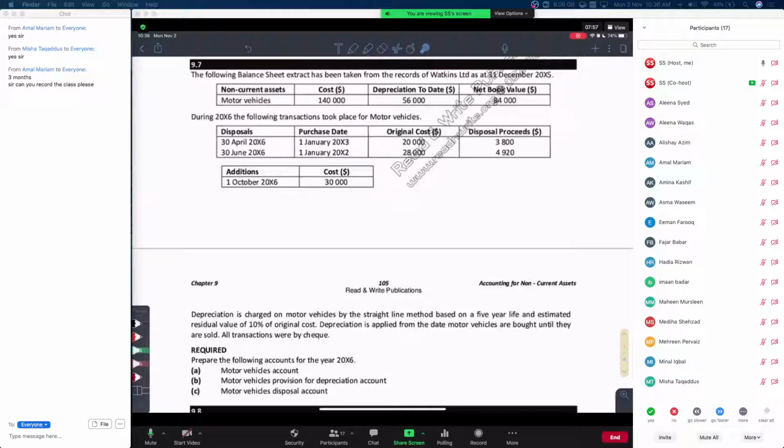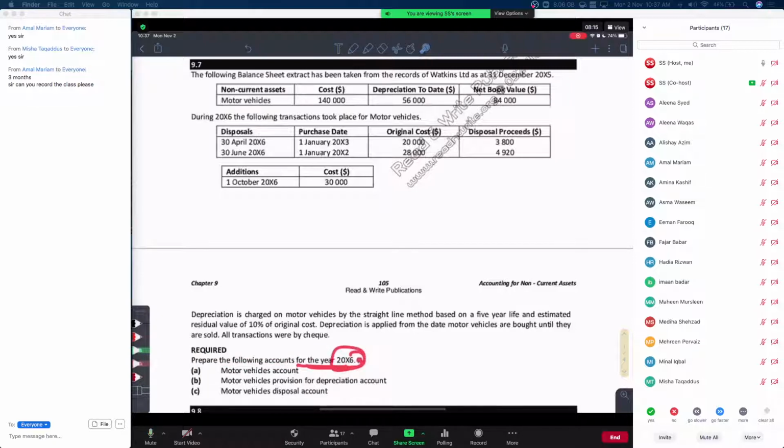So the first thing we need to do is to identify our financial period for which we are making these accounts. For that, you first need to go to the required section and see what you are required to do. You're required to make just 1 year, for the year ended 20x6.